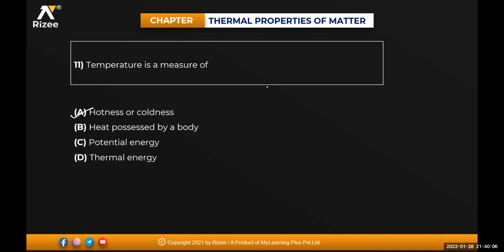Now I'll try to take you to the other slide where we can do the concepts very fast. Just a minute.